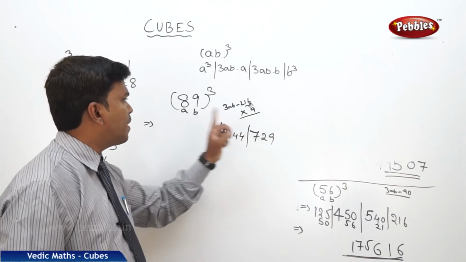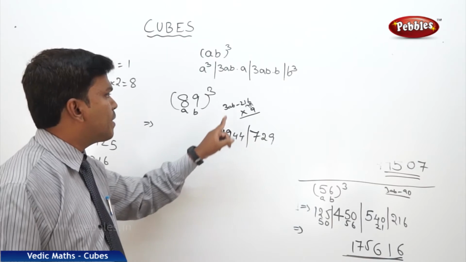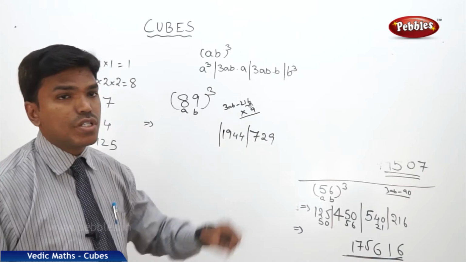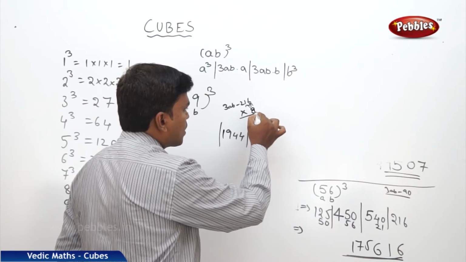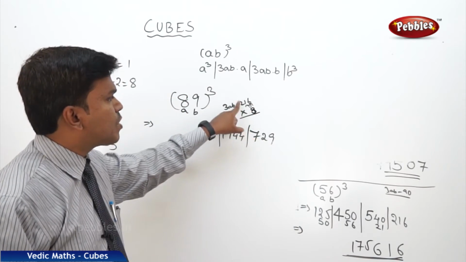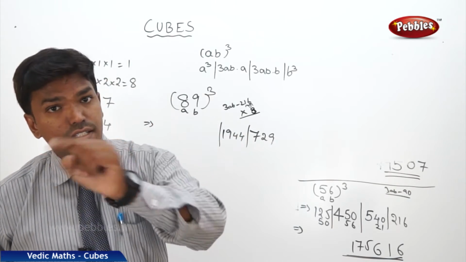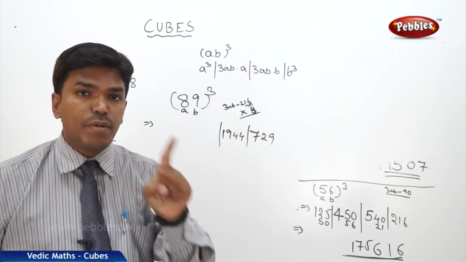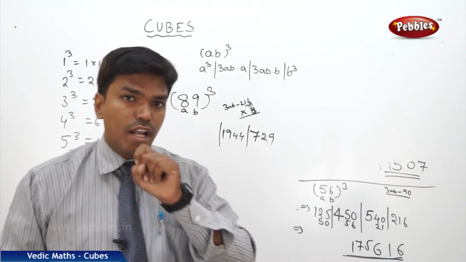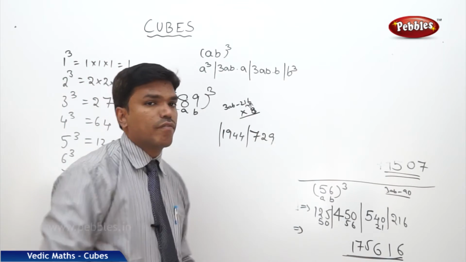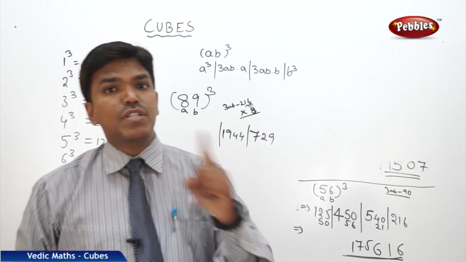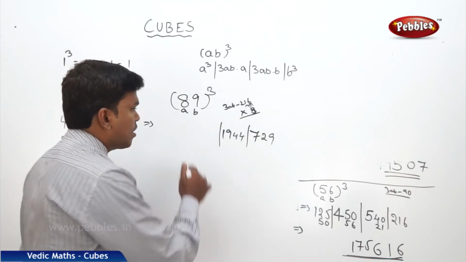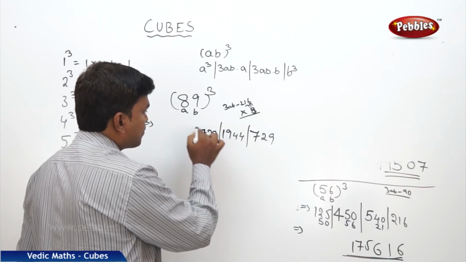Similarly, 3AB into A this time. 3AB we already know is 216. So 216 into A, that is 8. 216 into 8. First 8 2s are 16, but don't take it as 16, take it as 1600. Keep in the mind. Now what is 8 1s are? 8. Take it as 80. 1600 plus 80, 1680. Plus 6 8s are 48. 1680 plus 48 is 1728.